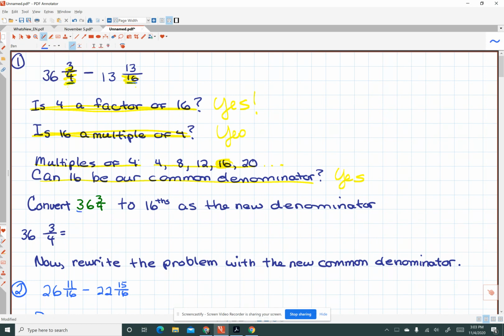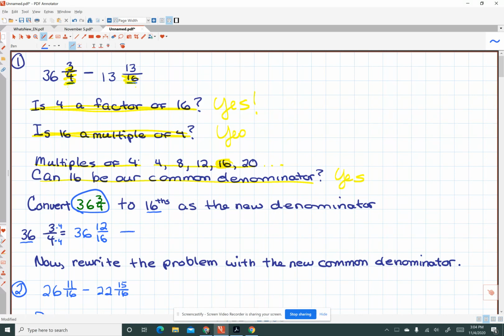So our next task is to convert 36 3/4 to 16ths so that we have that as our new denominator. So we're not changing the 36 just yet. We'll write that down, but we need to have 16ths here. Now to get from 4 to 16, I know that I must multiply by 4. So whatever I do in the denominator, I will do in the numerator, and 3 times 4 is 12. That means that 36 3/4 equals 36 12/16. So now we need to rewrite the problem with the new denominator and solve it.